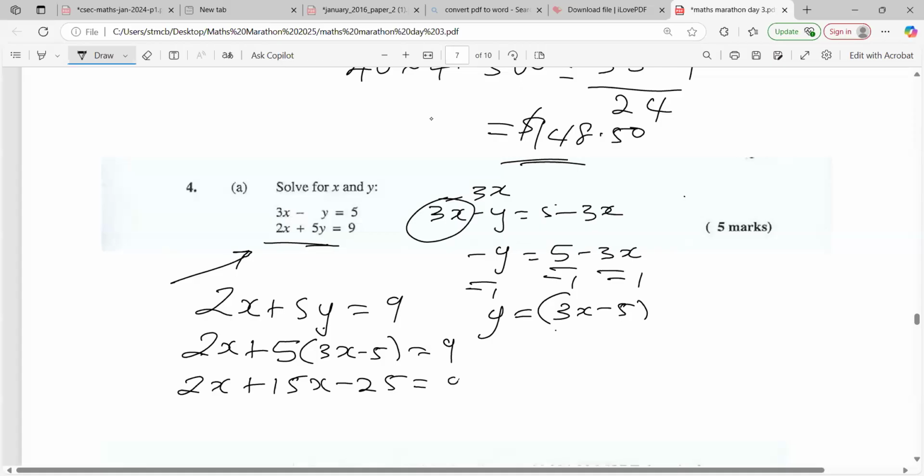So you guys can decide which way you prefer. Now we get rid of this 25 by adding 25 to both sides. Then to add these, that gives 17x equal 34. We're not going to do the other one, right? Because we already know how to substitute. So x equal to, we can take it from there.